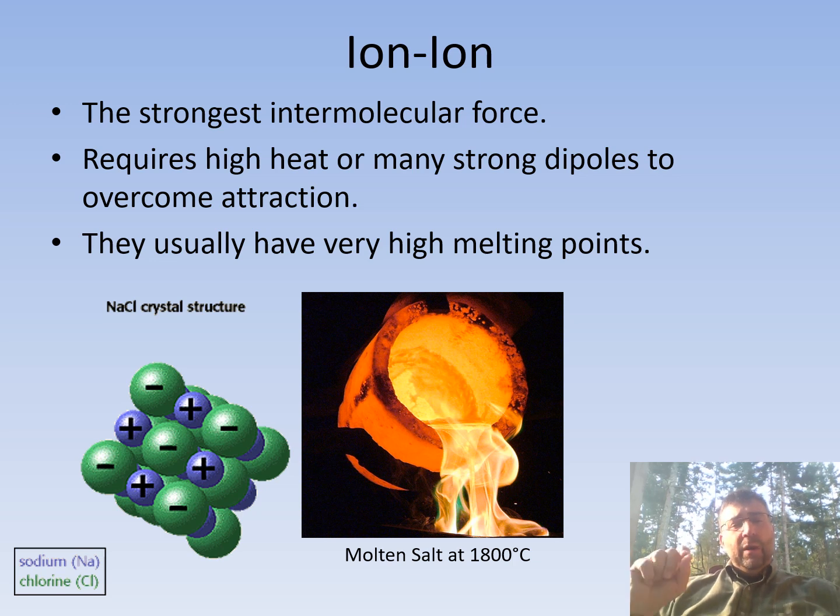So for instance, if you want to melt salt, sodium chloride, you're going to have to heat it up to more than 1800 degrees Celsius. And this picture here shows you a picture of molten salt. It's so hot that it's glowing yellow, even though the liquid itself is actually clear, but it's glowing because of the extreme heat.